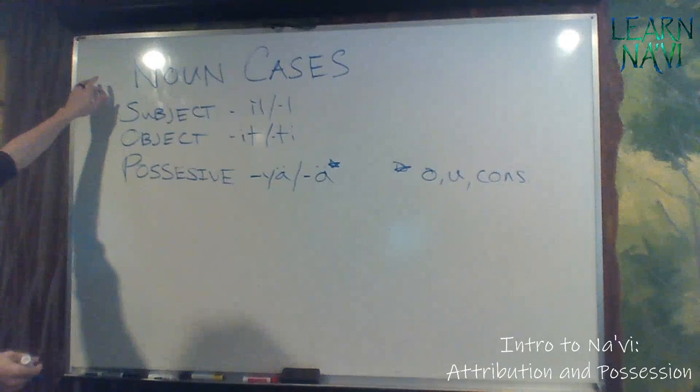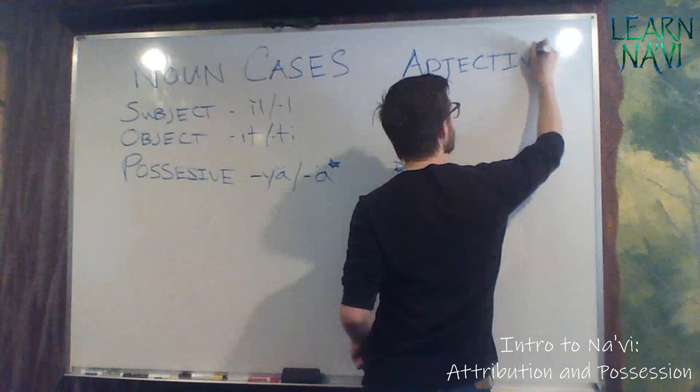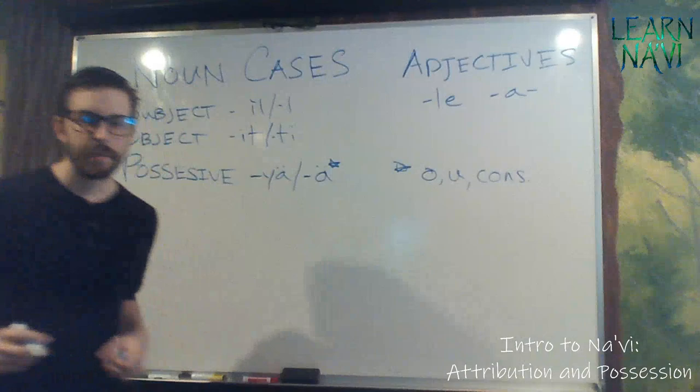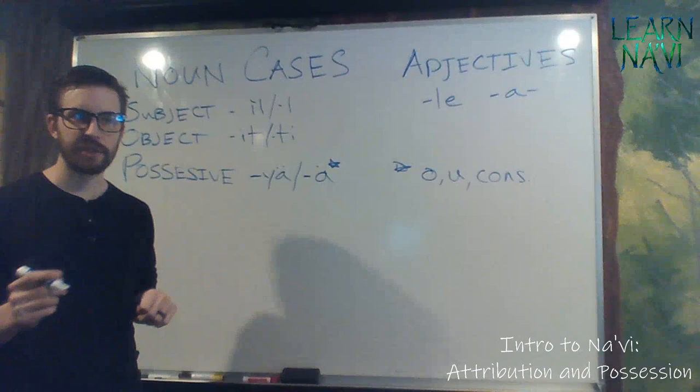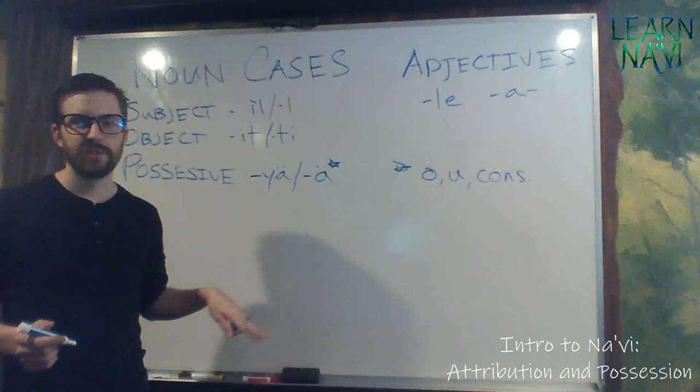So noun cases, we have adjectives, with either le or the attributive a. Adjectives take priority in terms of their proximity to the noun that they're modifying. What I mean by this is, in layman's terms, basically, if you're going to have an adjective modifying a word, it needs to find its way next to the word that it's modifying.